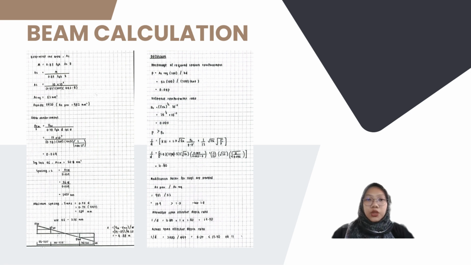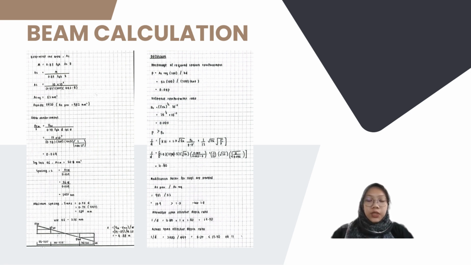Then we continue with calculating the deflection. For the percentage of required tension reinforcement, we use the formula P equals AS required times 100 over BD. Then we got 0.047. Then we need to calculate the reference reinforcement ratio. Then we got 0.005. So from that, you know that P is larger than P0.